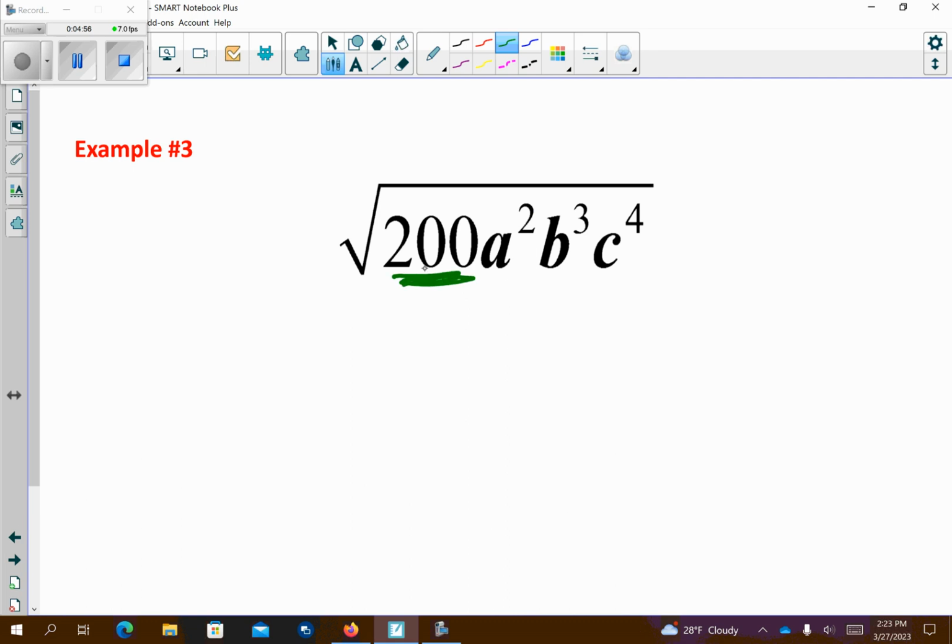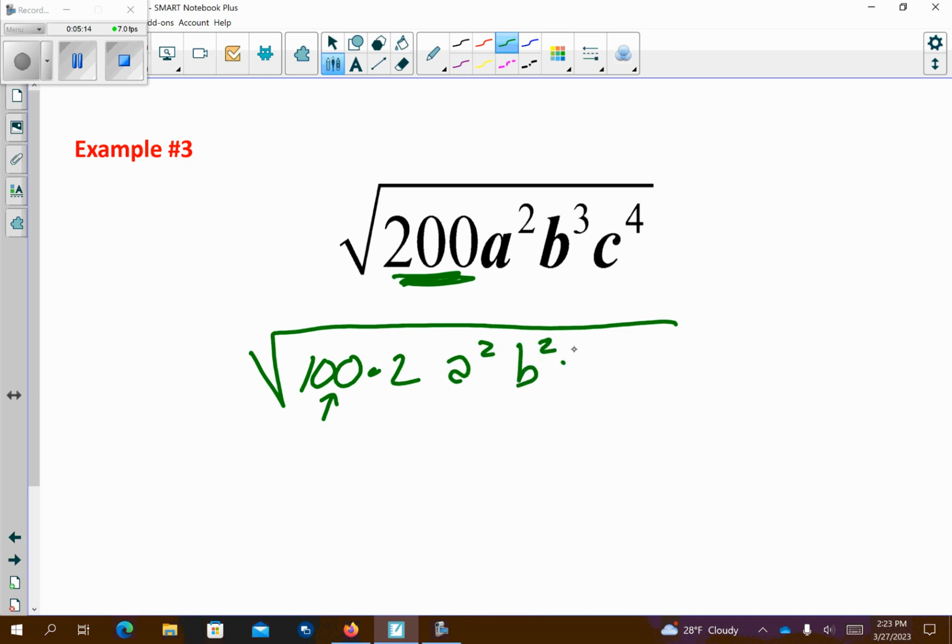Okay, this is not a perfect square, but what's a really big perfect square that works with 200? Yeah, 100 times 2. 100 is the biggest perfect square. Okay, you could have chosen 4 and 50, but 4 is not the biggest perfect square. A squared is perfect square. B to the third I'm going to change to B to the second times B to the first. And C to the fourth is a perfect square because it's an even number.